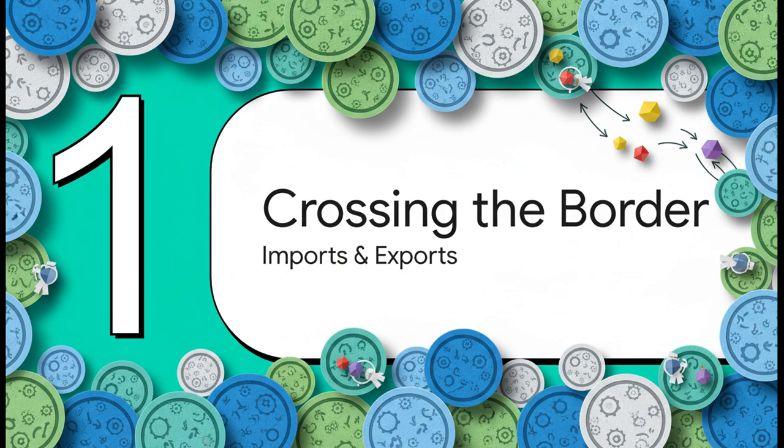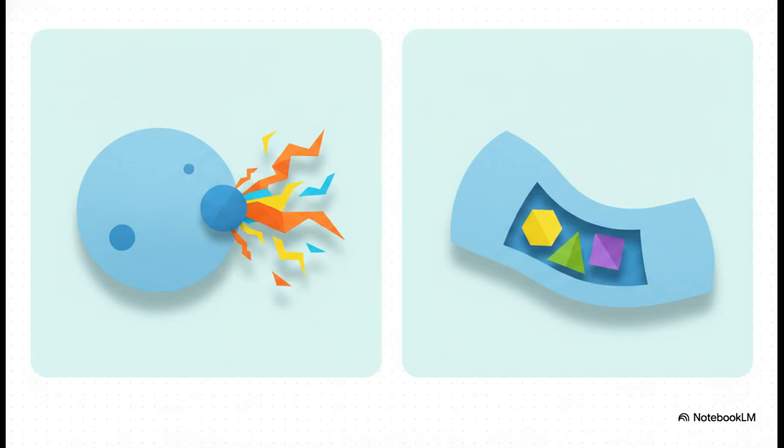Part 1. Crossing the cell border. We're starting right at the perimeter to see exactly how our microscopic city manages the constant, heavy flow of imports and exports. What's really fascinating here is the stark contrast between pushing materials out and pulling vital resources in.